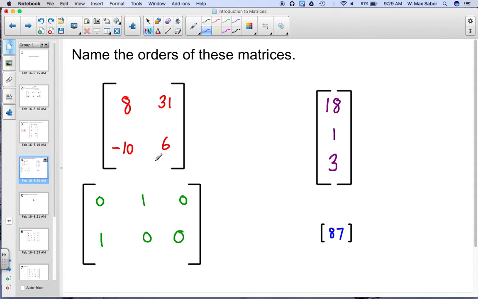So if we want to name the order of these, this is 2 rows, 2 columns, so this is 2 by 2. This is 3 rows, 1 column, so 3 by 1. This is 2 rows, 3 columns, so 2 by 3. And this is 1 by 1.